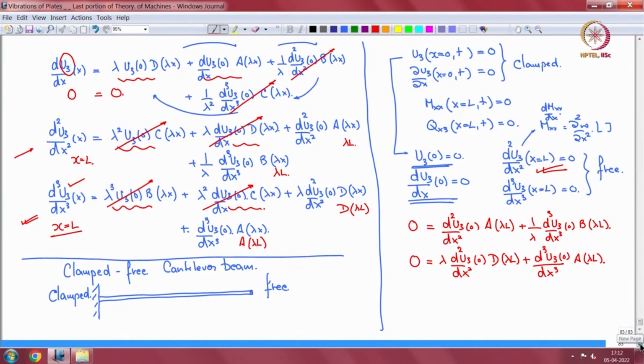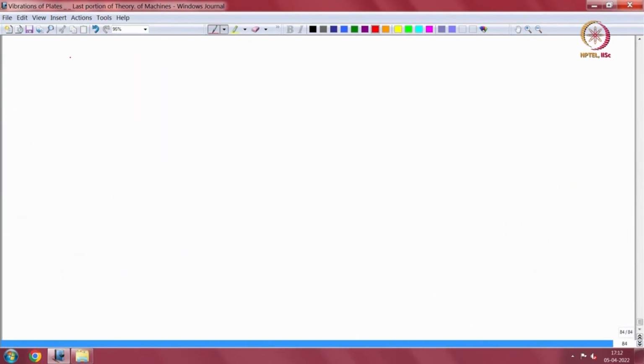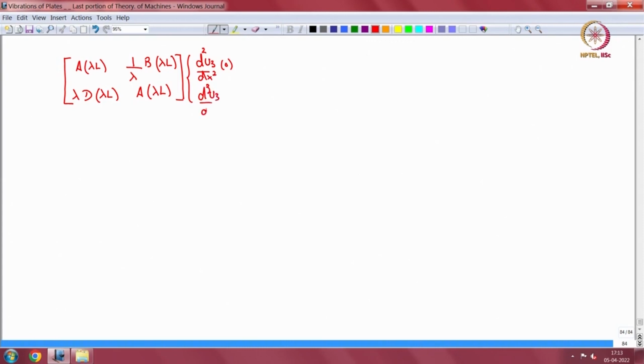So if we now put it in a matrix form, I put it in a matrix form: A of lambda L, 1 over lambda B of lambda L, lambda D of lambda L, then A of lambda L, into d2 u3 dx square 0 and d3 u3 dx cube 0, equal to 0. Okay.